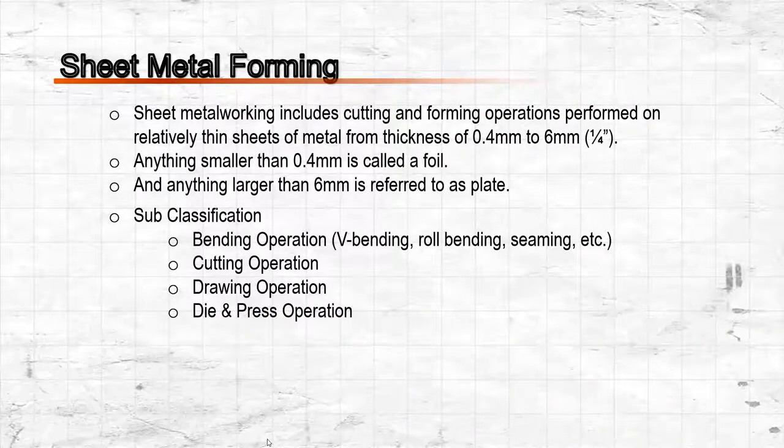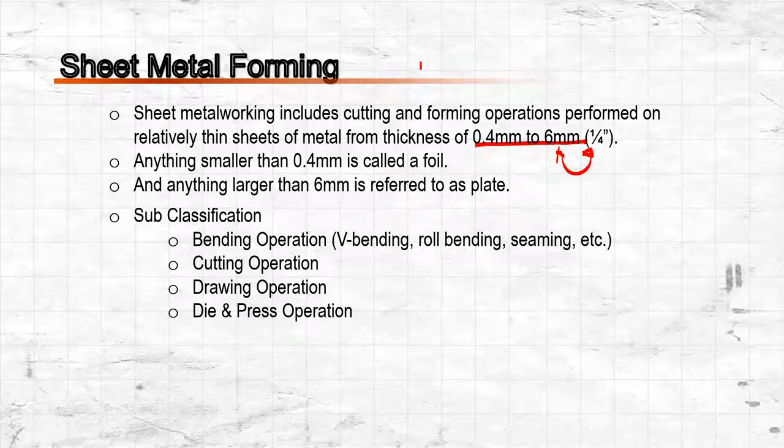Okay, now let's move on to sheet metal forming. Sheet metal working includes cutting and forming operations performed on relatively thin sheets of metal, 0.4 mm to 6 mm. Whenever we have these limiting values, the lower and upper range depend upon the references. I noticed other references use 6.35, because 6 mm, if you convert that to 1/4 inch, has a difference of a fraction of a millimeter.